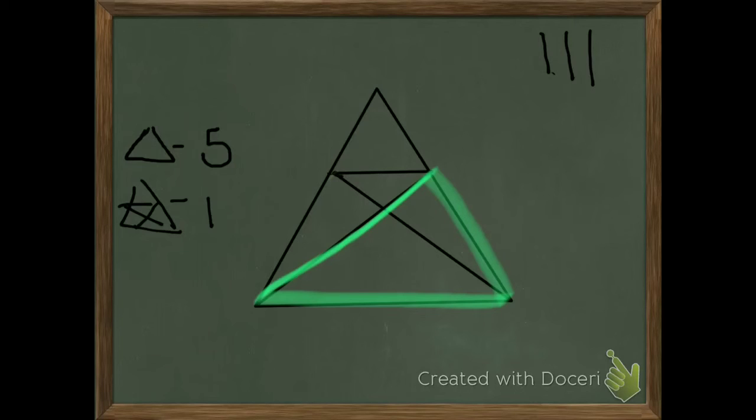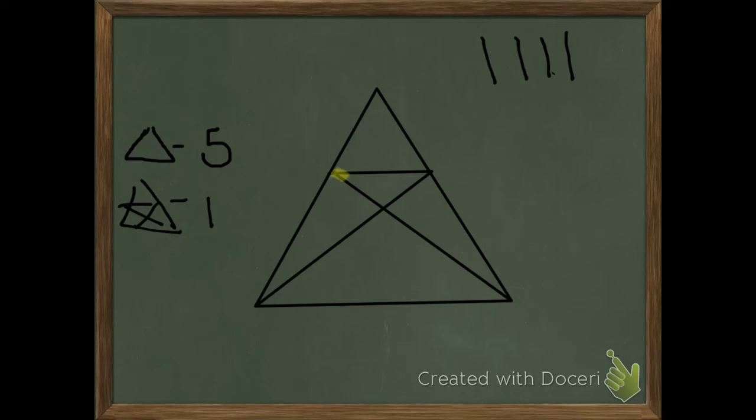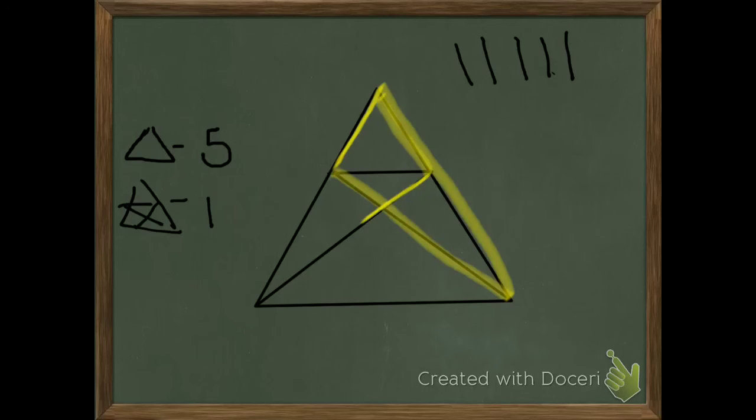And then if I do it the opposite way, I can see that there's another triangle here. So that would be 1 more tally mark. Then I'm going to break it down one more time, and I can see that here's 1 more triangle, so there's another tally mark. Then I'm going to do the same thing on the other side, and there's 1 more triangle. I don't think that there's any more.